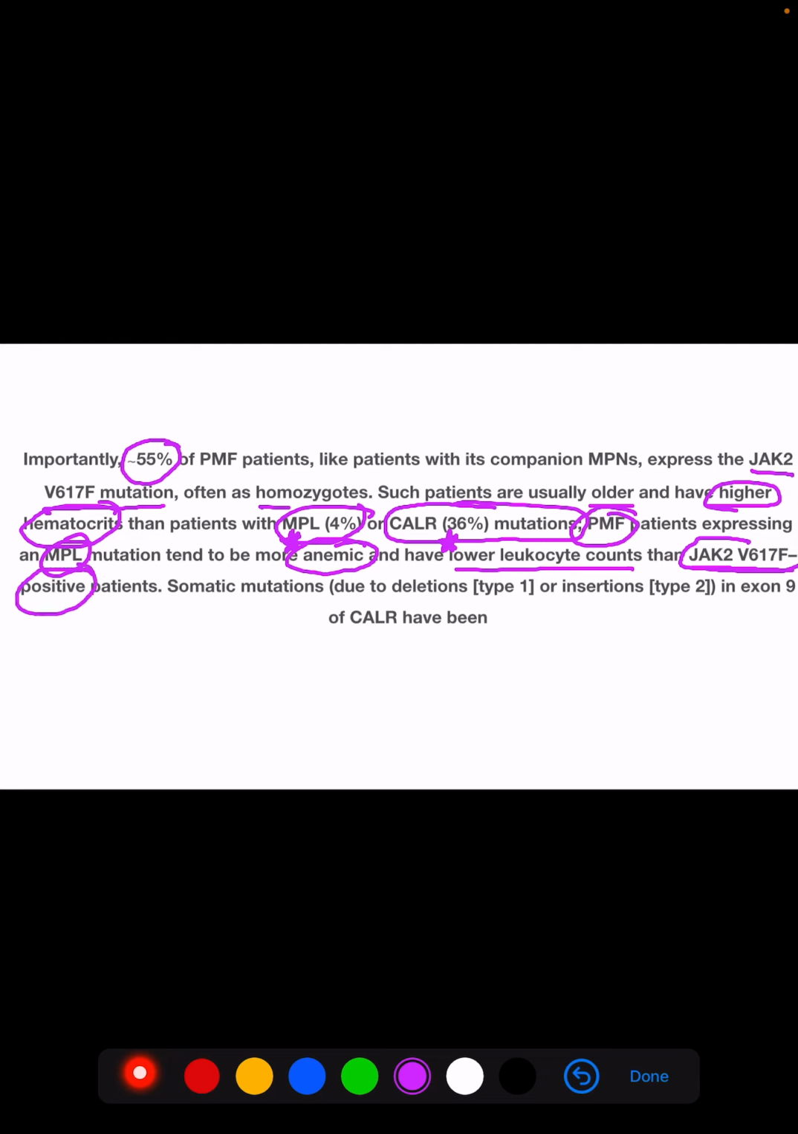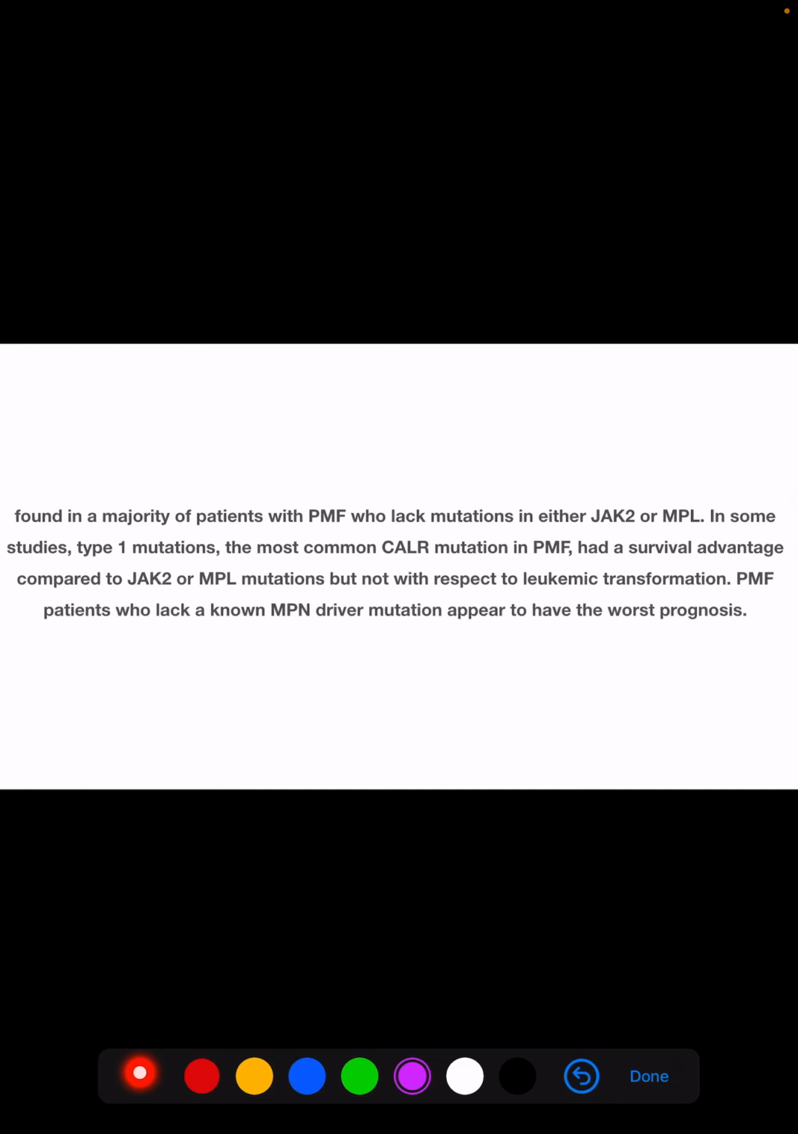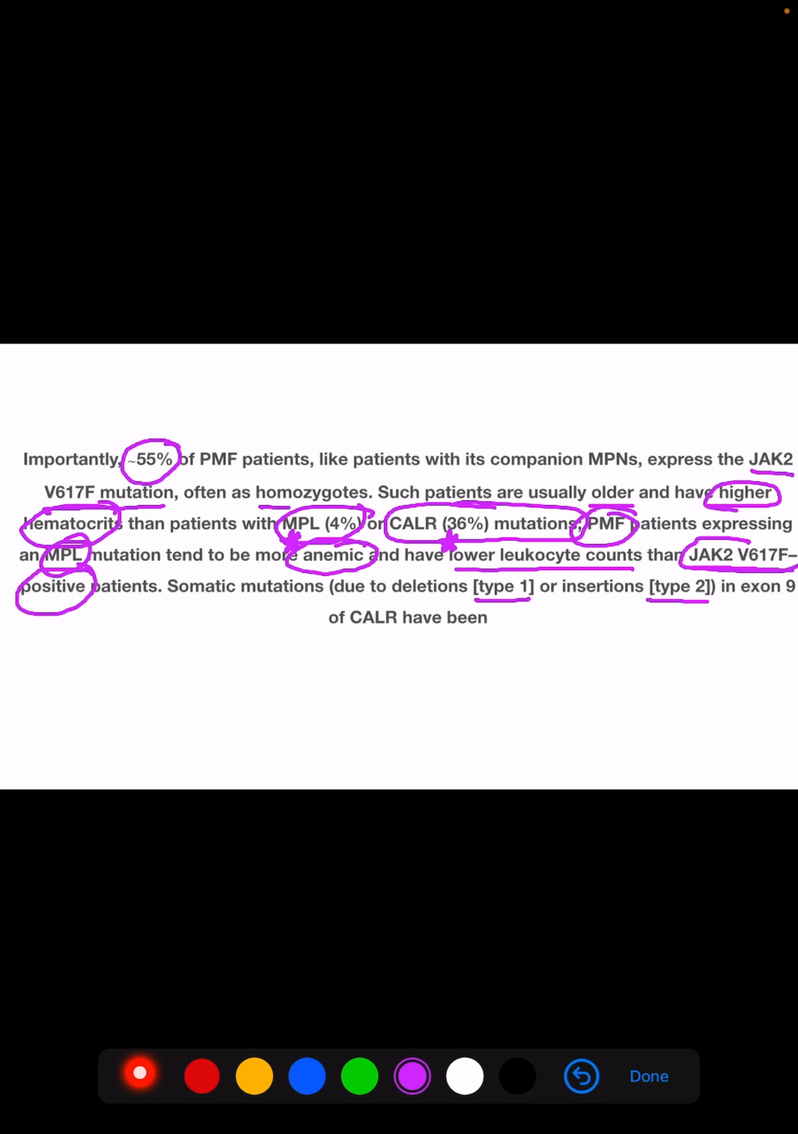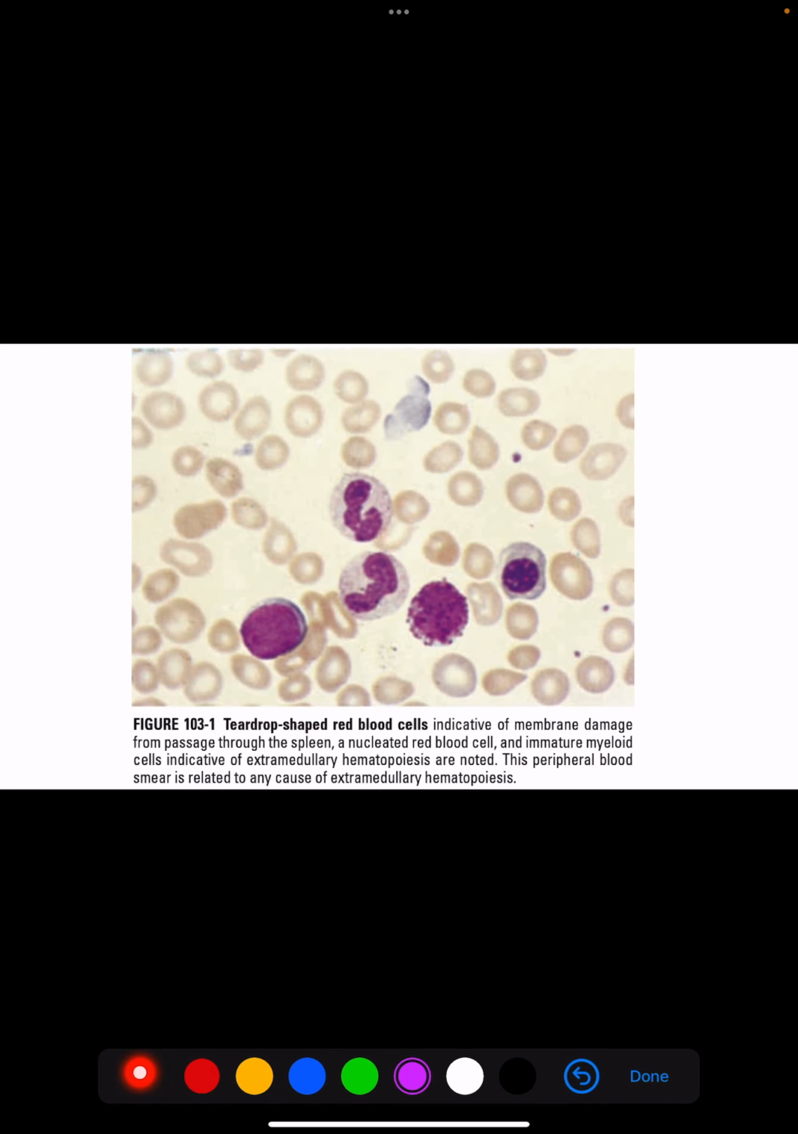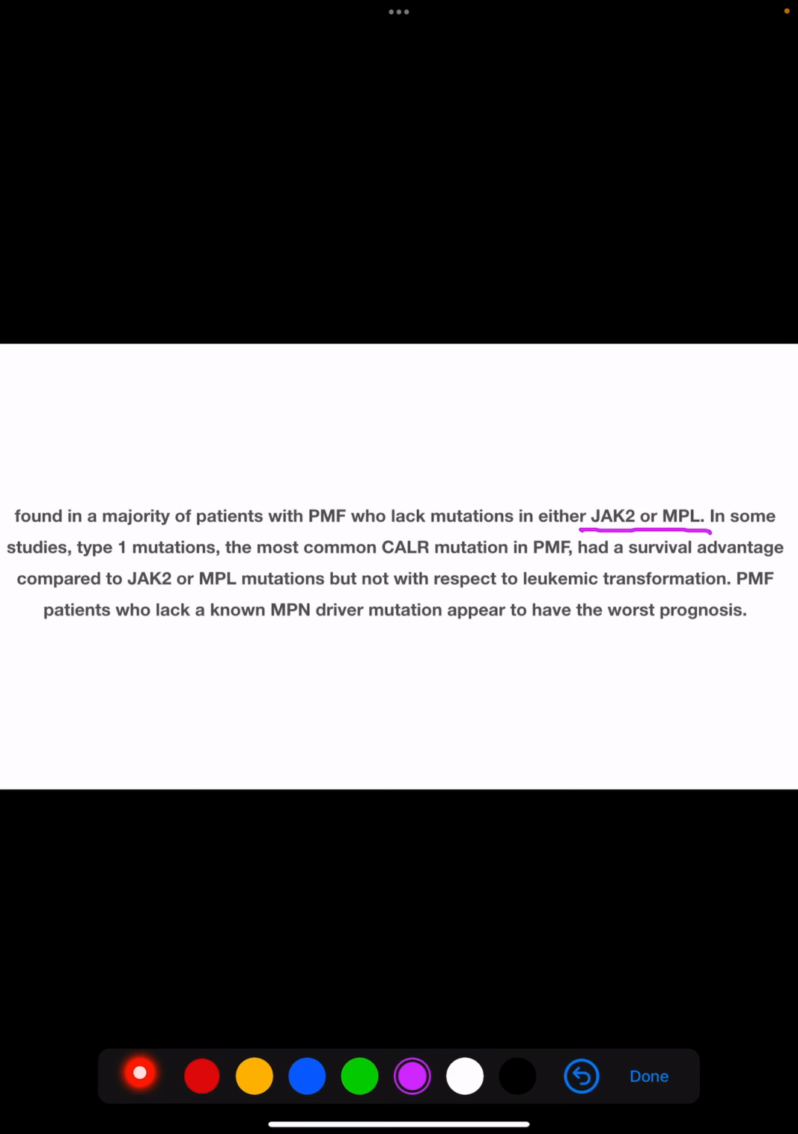Somatic mutations due to deletions type 1 or insertions type 2 in exon 9 of CALR have been found in a majority of patients with primary myelofibrosis who lack mutations in either JAK2 or MPL.